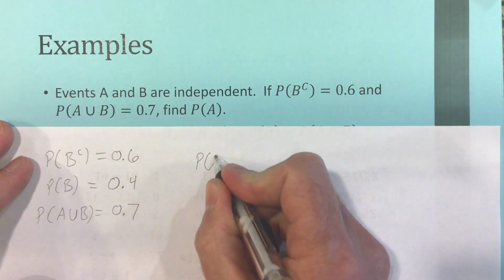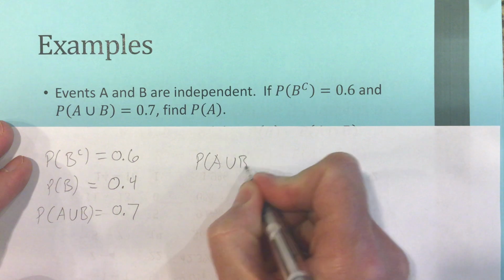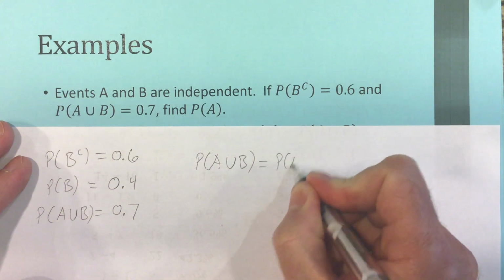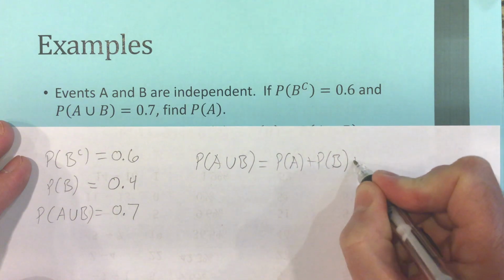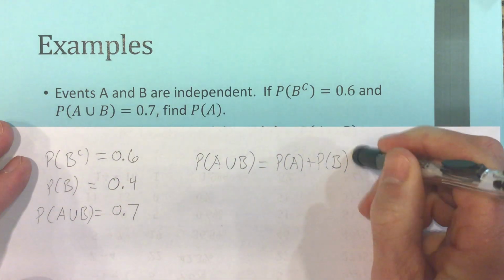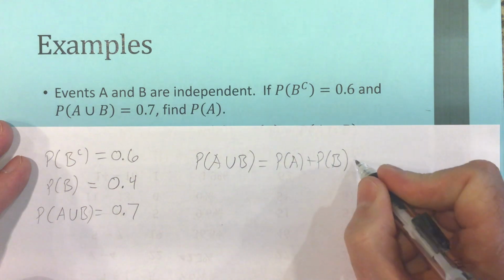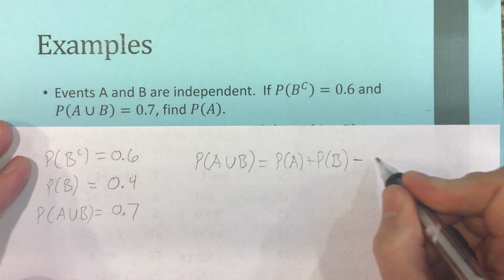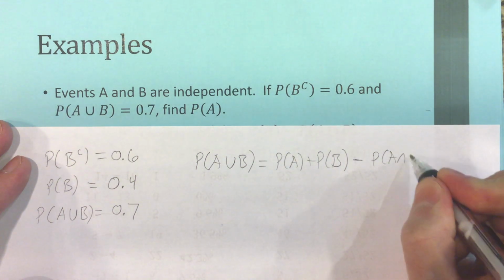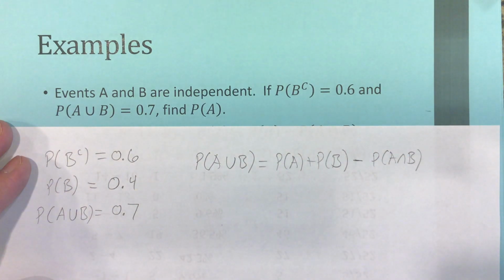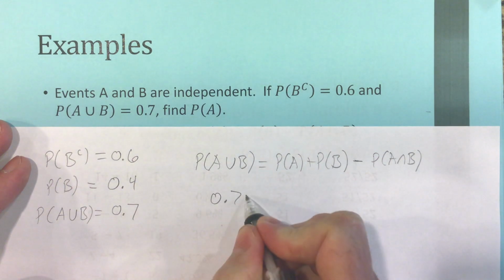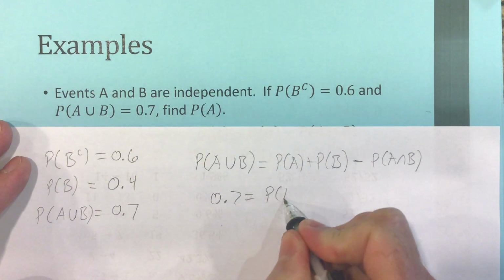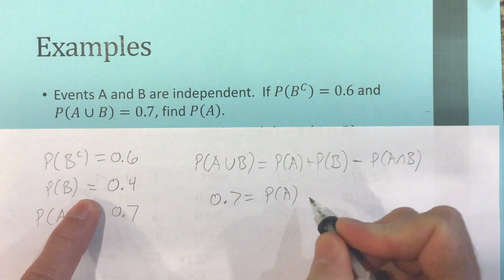All right, so here's how I would do it. I'm going to start with, I know A union B is equal to the probability of A plus the probability of B, minus the intersection. Okay. Now I'm going to fill in the information I know. I know that A union B is 0.7, 70%. I don't know A. I know that B is 0.4.